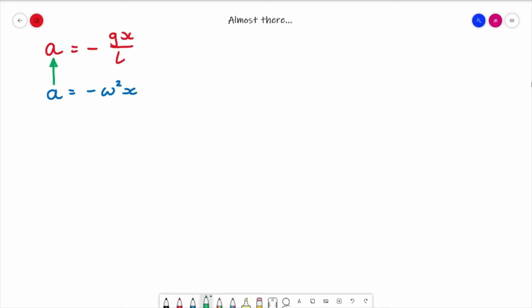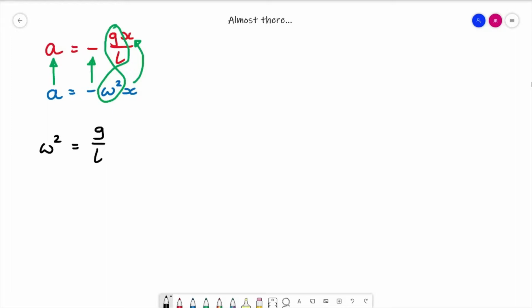We've got our acceleration, we've got the minus sign, and we've got x, the displacement. What that leaves us with is the g over L, and in the general equation we've got the omega squared. Just like we would do when we're looking at the equation for a straight line, we can therefore equate the two. So we can say that omega squared is equal to g over L.